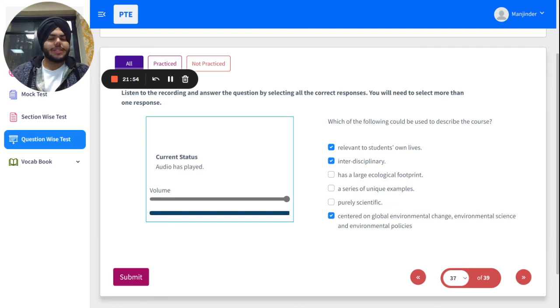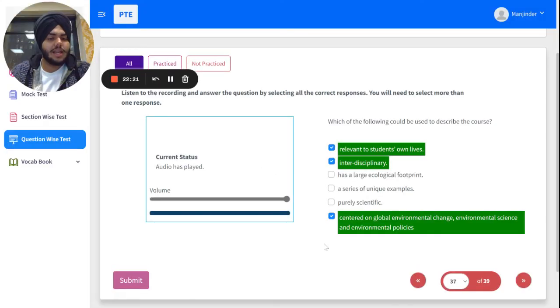Yeah, cool. So these are three options because he said global environmental change, and environmental science and environmental policies. He did say ecological footprint, but he said that students have an ecological footprint, and the question is about the course. So the course is interdisciplinary. The course is relevant to students' own lives. The course is centered on global environmental change, environmental science, and environmental policies. So that is what I meant when I say keep an eye on the question: describe the course. If you did not remember the question, you would have chosen this one and you would have gotten a negative mark.